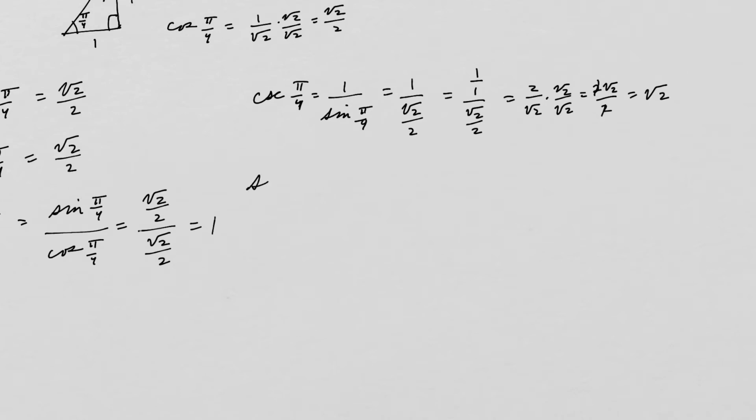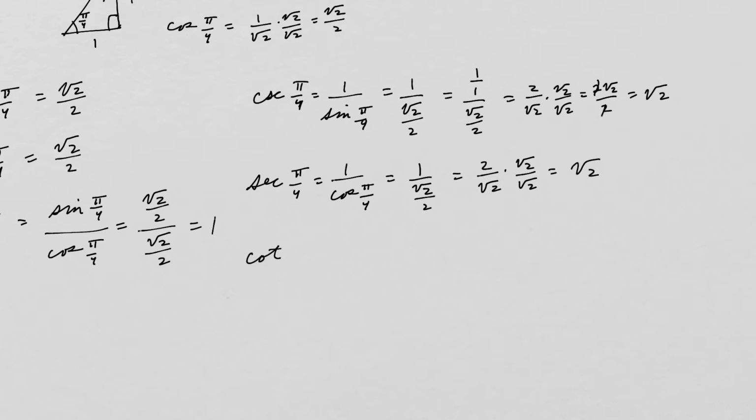Now secant, that's going to be 1 over cosine. So in this case, it turns out it's going to be the same thing, right? So it'll be 1 over radical 2 over 2, but that's really just 2 over radical 2. And then if I rationalize the denominator, again, I'm going to get radical 2. And then cotangent of pi over 4 is the same as 1 over tangent of pi over 4. So that's going to be 1 over 1, which is also 1.